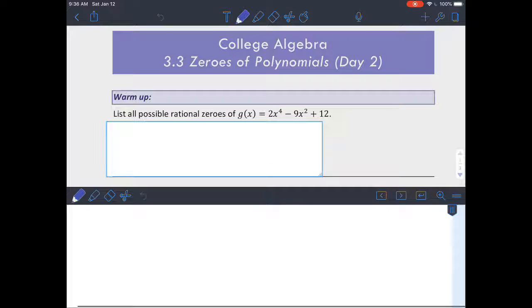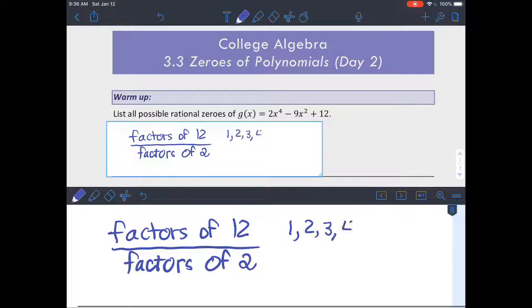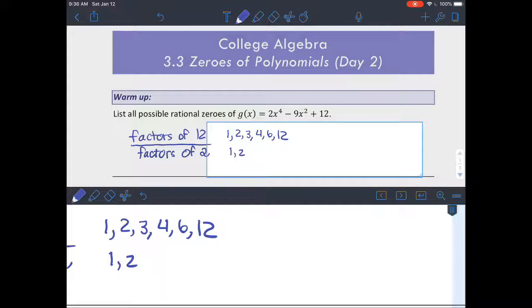Okay, so the possible rational zeros would be all of your factors of your constant 12 divided by all of the factors of your leading coefficient of 2. So if you list them all out, factors of 12 would be 1, 2, 3, 4, 6, and 12. Factors of 2, thankfully just 1 and 2. And then do all of your possible combinations. They could be both positive and negative.